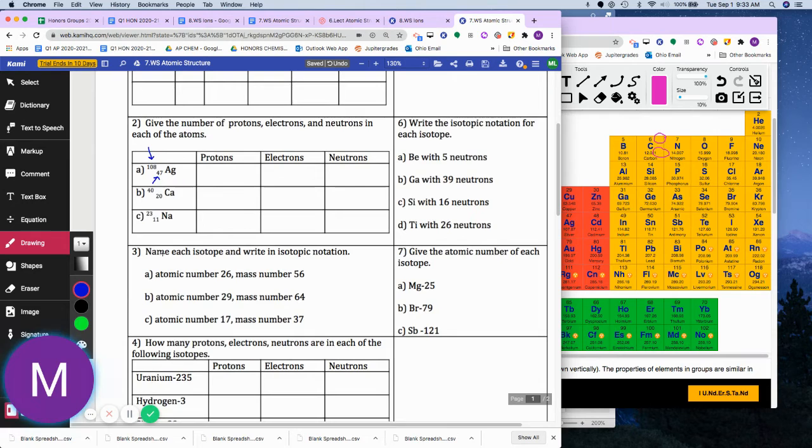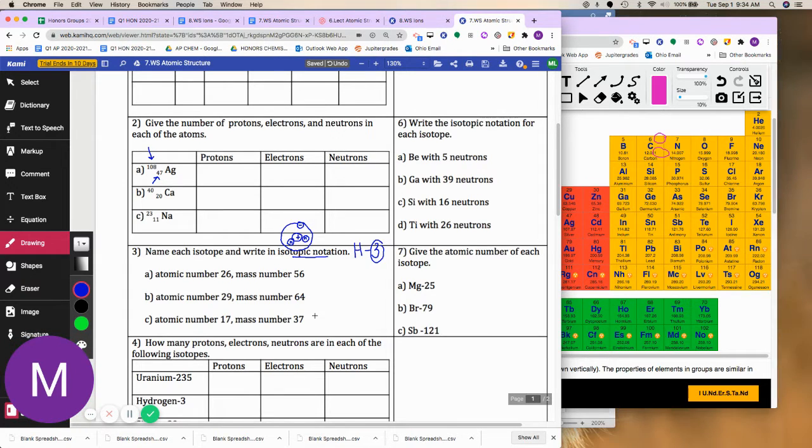Okay, so here they're asking you for the isotopic notation. The isotopic notation is the element symbol, for example, hydrogen, dash the mass number, for example, 3. So this is the isotopic notation. For this hydrogen, it has 1 proton and it has 2 neutrons, because it has a mass of 3, so 1, 2, 3, and the 3 right there. And then this is a neutral substance, so it would have 1 electron. Okay, just for your information.